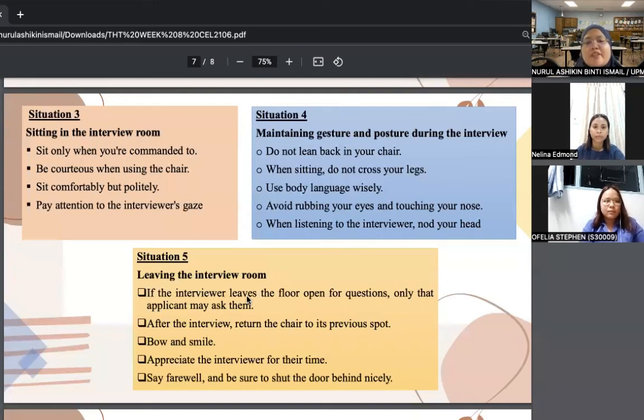Next, appreciate the interviewer for their time by saying thank you for the time to interview with you. Lastly, if needed, say farewell, and be sure to shut the door behind you nicely.